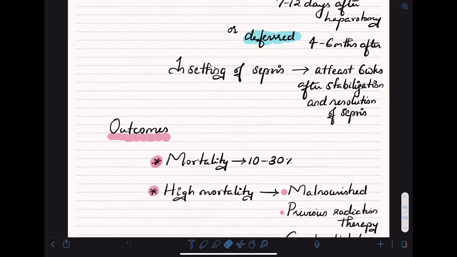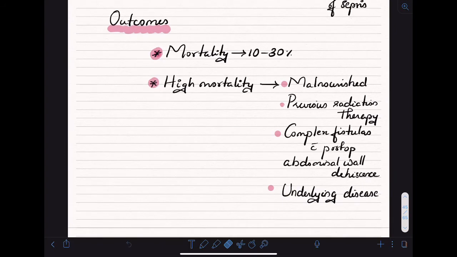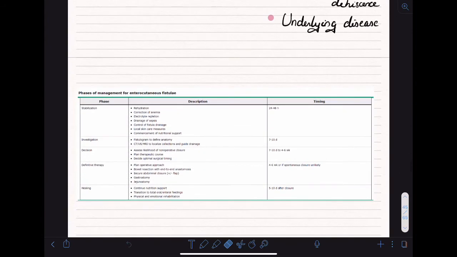Outcomes: mortality is 10 to 30%, and high mortality is seen in patients who are malnourished, have had previous radiation therapy, have complex fistulas with post-op abdominal wall dehiscence, and underlying disease. Now, this is a chart showing the phases of management for enterocutaneous fistula. As previously mentioned, the various phases are: the stabilization phase, the decision phase whether to operate or not, and the definitive therapy and healing process.